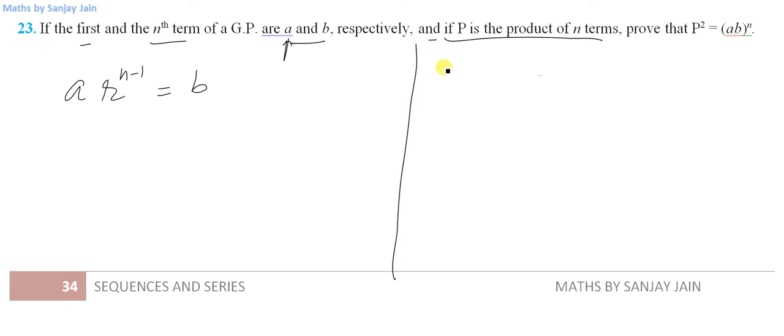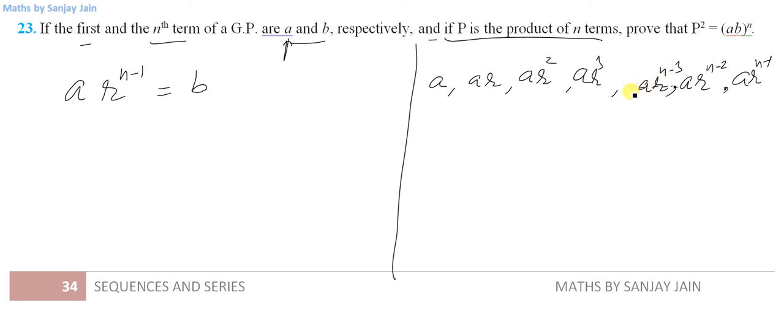If you notice, what are the terms? A, AR, AR squared, AR cubed, and let me write some terms from the end also. AR raised to power n minus 1 is the nth term. So the term previous to this will be AR raised to power n minus 2, and the term before it will be AR raised to power n minus 3, right? And let it be dot dot dot here.